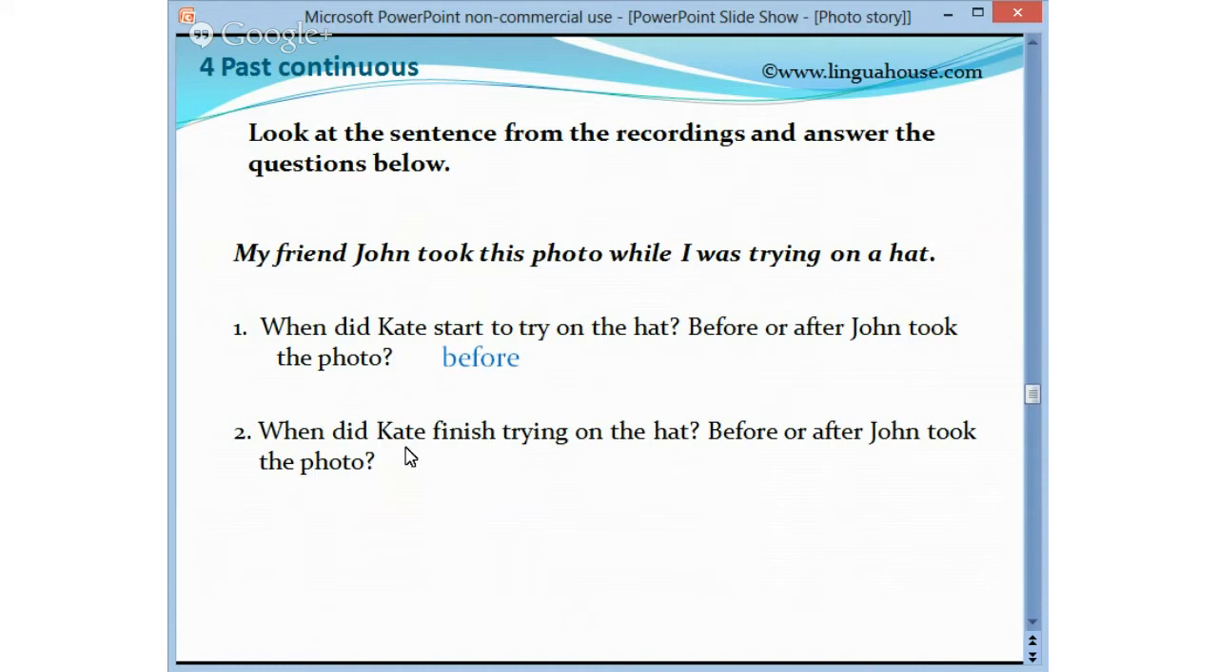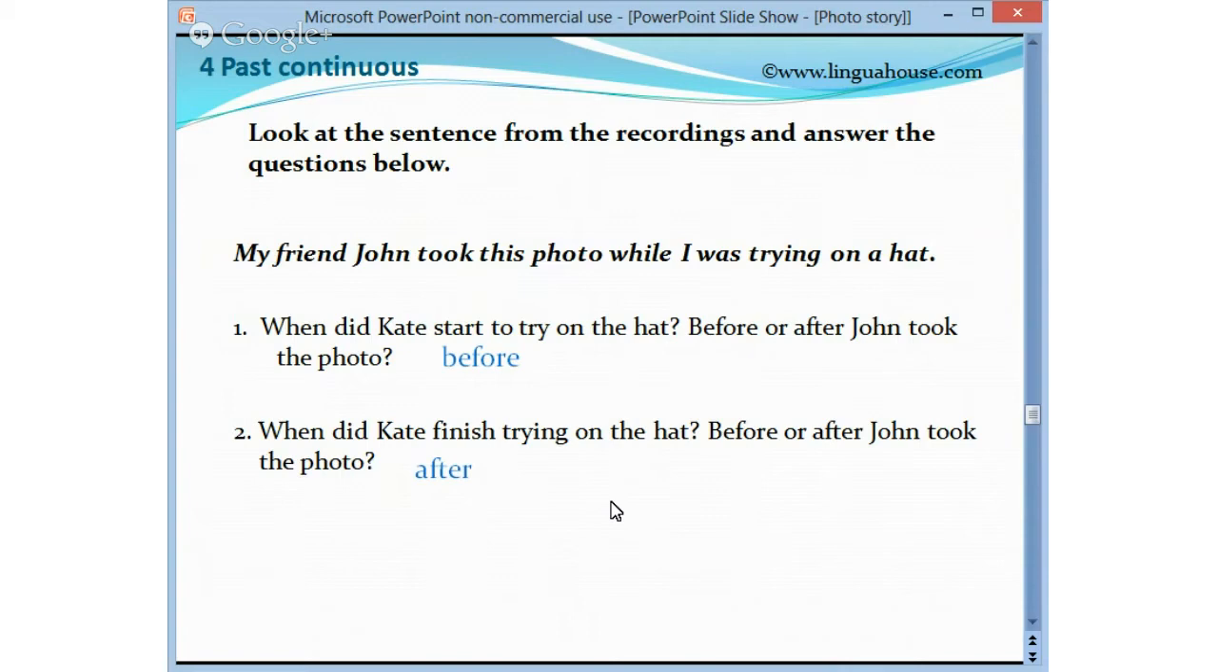Ricardo, read number two. When did Kate finish trying on the hat? Before or after John took the photo? What do you think? Before. Sorry, after. Okay, does anybody agree or disagree with Ricardo? Everybody agrees? Okay, yes, it is after. So she was still trying on that hat. It takes a very short period of time to take a photo. Click, it's done. But Kate is still trying on the hat.